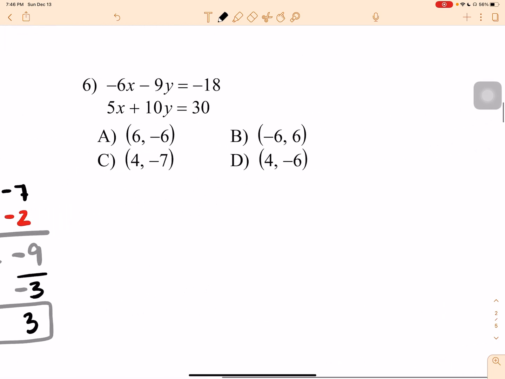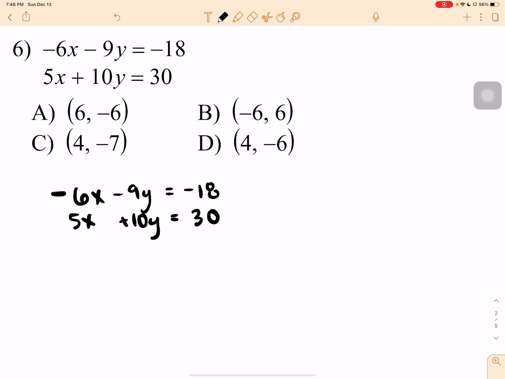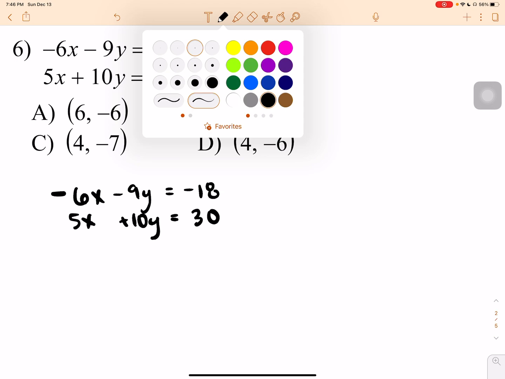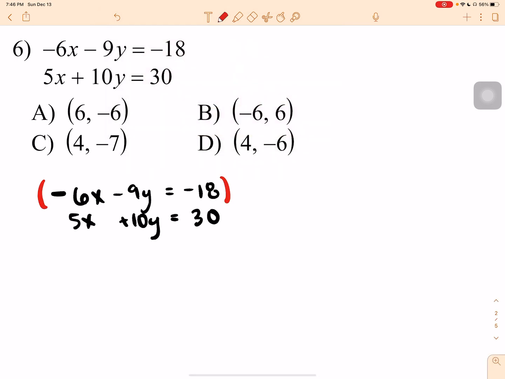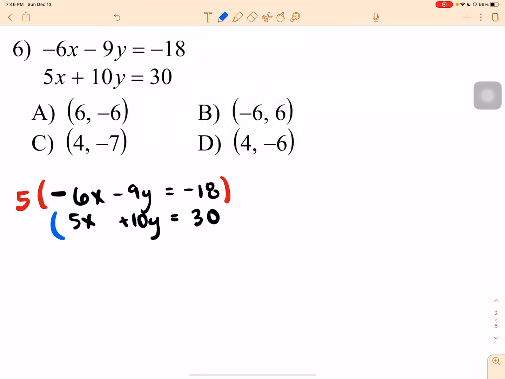Okay, so number 6. So same thing, it wants us to solve this by elimination. So if I have -6x minus 9y equals -18, 5x plus 10y equals 30. Okay, I'm looking at this and I'm like, okay, well, the 9 and the 10 on the y's would probably get pretty big if I tried to use those for elimination. So I'm just going to go ahead and multiply this top one by a 5, and then this bottom one here by a -6 to cancel out my x terms. And I'll show you how to do this right now.